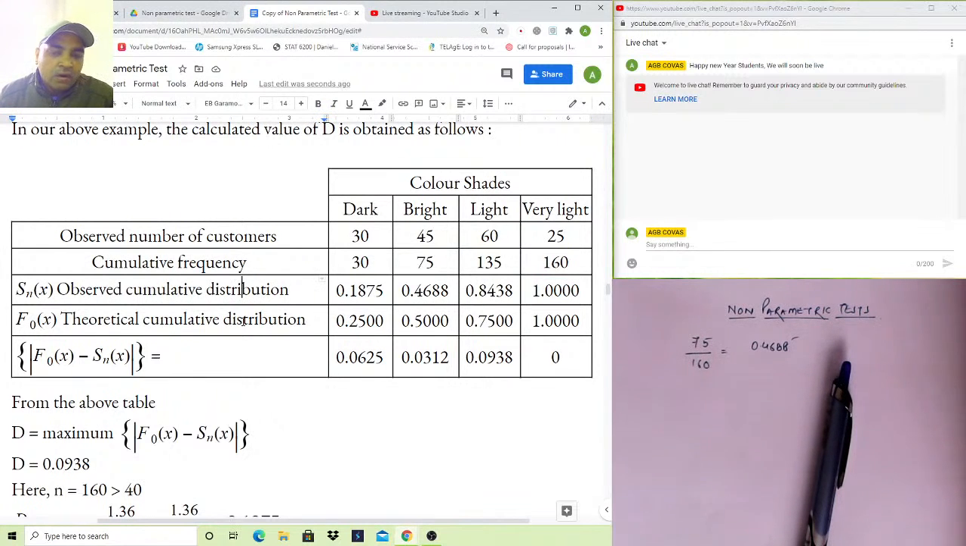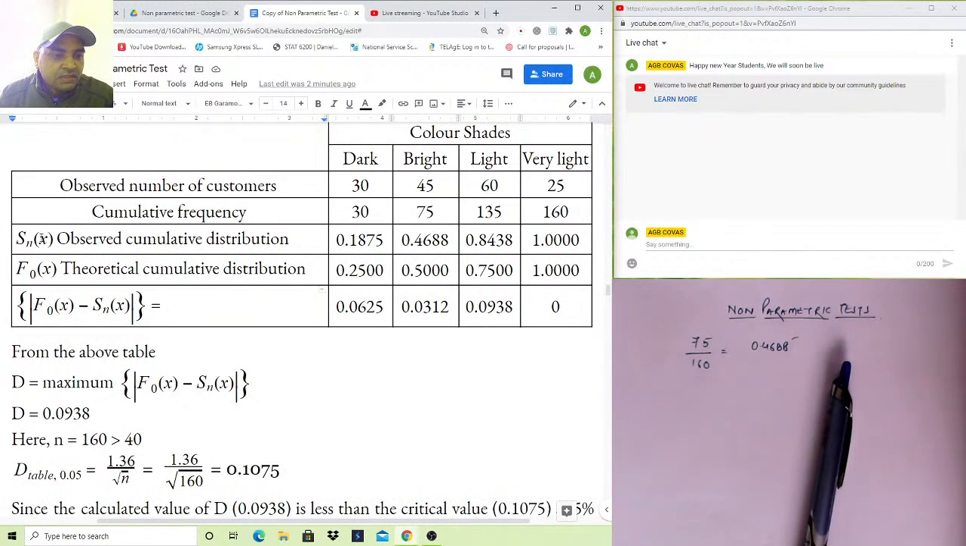If the differences are not by chance, every shade should be liked by an equal number of participants. So 25 will like dark, 25 will like bright, 25 will like light, 25 will like very light. This will make our theoretical cumulative distribution. So it will become 0.25, add 0.25 to it, 0.50, then add 0.25, it becomes 0.75, and at last it becomes 1, right?